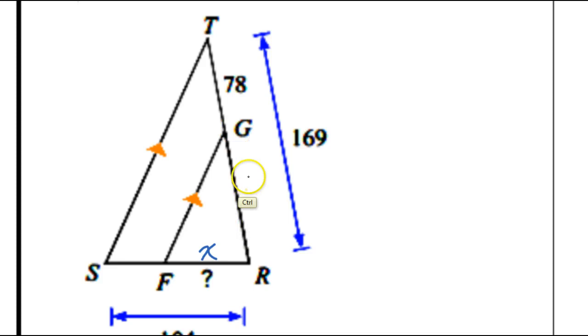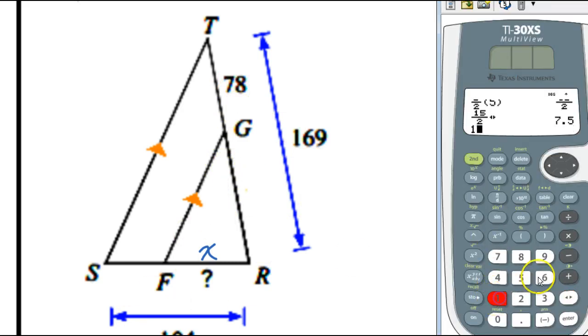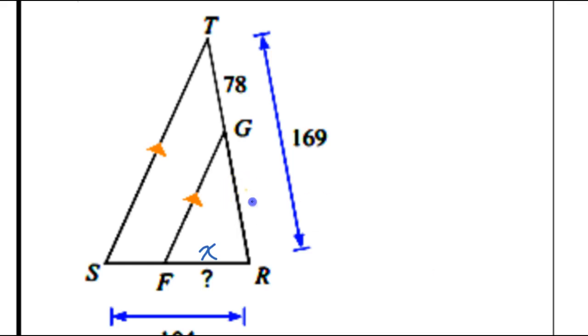So first I need the length of GR, which is always the big minus the part. The whole minus the part will give you the other part. So in this case, that's just 169 minus 78. That's 91. So that tells me that this side right here is 91.